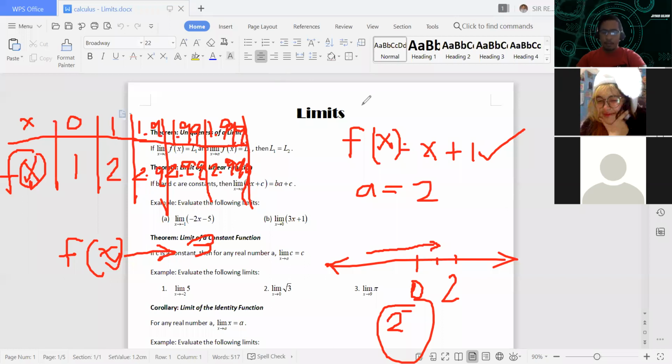Agree? Do you agree? Yes, sir. So in that case, we can say that the limit of f of x, but in this case our f of x is x plus 1, as x approaches 2 from the left hand side is equal to 3. Got it?